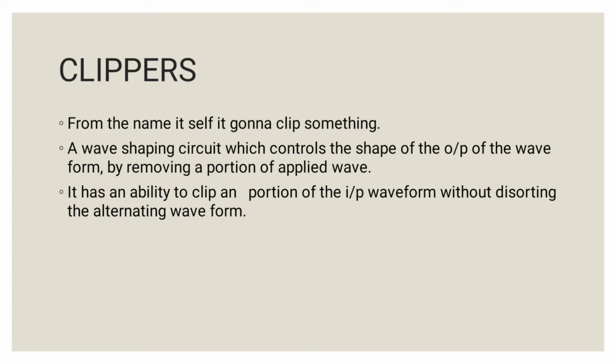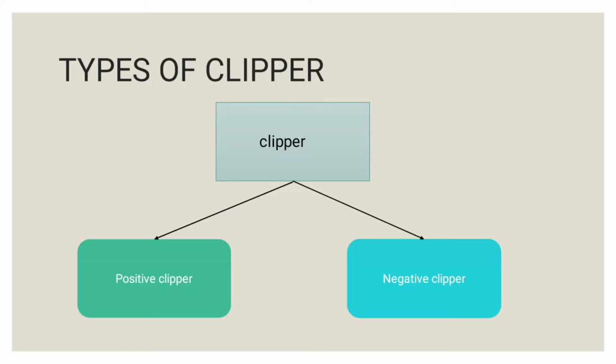And then let's see the types of clippers. Clippers are classified into two types, positive clippers and negative clippers. Both positive and negative clippers are further classified into two types: positive series clipper, positive shunt clipper, negative series clipper and negative shunt clipper. First of all, we are going to see the positive series clipper.